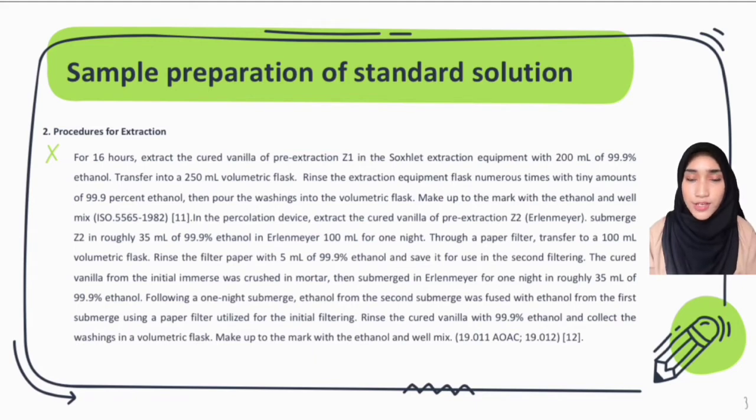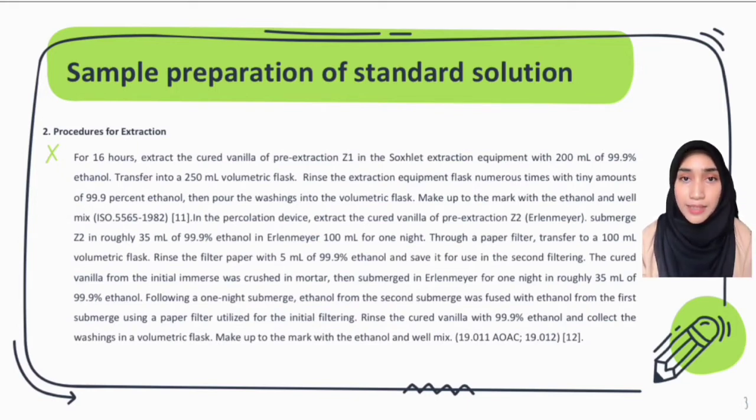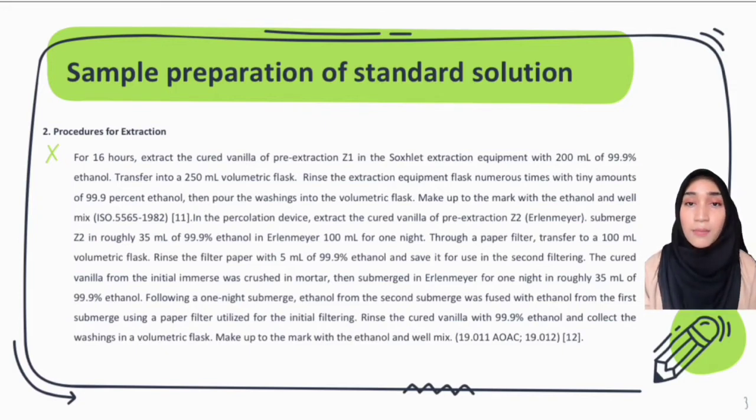Next is the procedure for extraction. Extract the cured vanilla of pre-extraction Z1 in the Soxhlet extraction equipment with 200 ml of 99.9% ethanol for 16 hours. Transfer into a 250 ml volumetric flask. Rinse the extraction equipment flask numerous times with a tiny amount of 99.9% ethanol. Then, pour the washing into the volumetric flask. Make up to the mark with the ethanol and mix well.